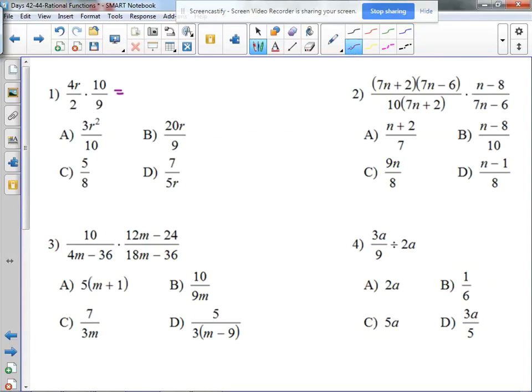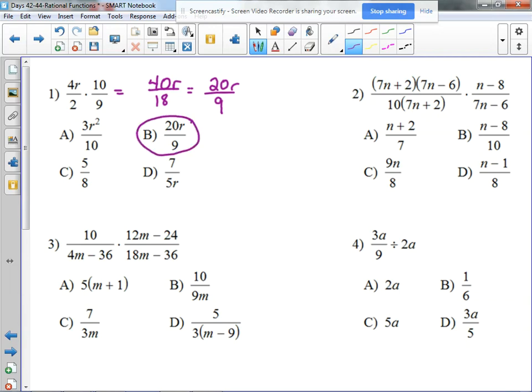Okay, so if we multiply straight across the top, 4r times 10 is 40r. Straight across the bottom, 2 times 9 is 18. Okay, we need to reduce that, right? We always reduce fractions. Those are both divisible by 2. So that's 20r over 9. So it is definitely B.